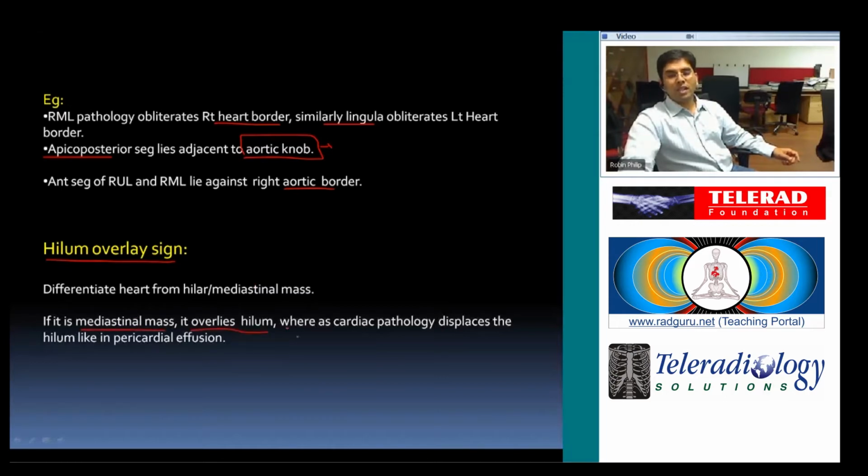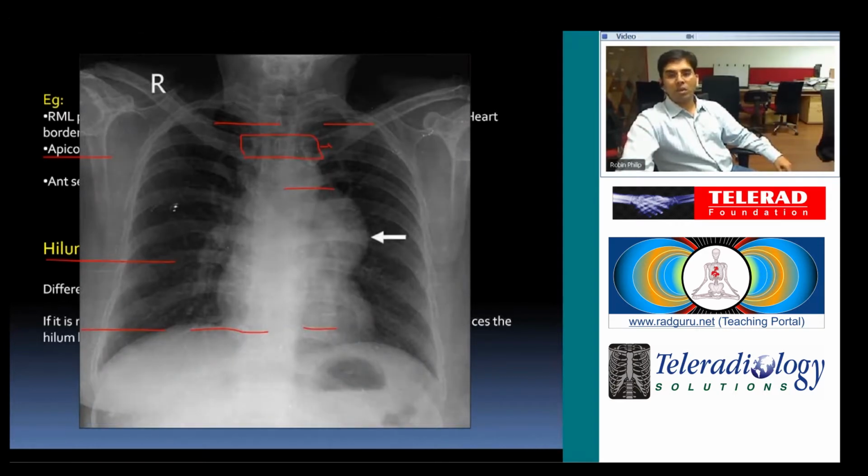I'll show the example. Whereas the cardiac pathology, like say large pericardial effusion, it will displace the hilar structures laterally. So in this case, look at this example. There is a mass in the left hilum, right? And you can see the hilar structures through it. That means this mass is located either anterior or posterior to the hilum. So this is called a hilum overlay sign. Whereas if there is a large pericardial effusion, this will actually push the hilum laterally like that. So that is hilum overlay sign.